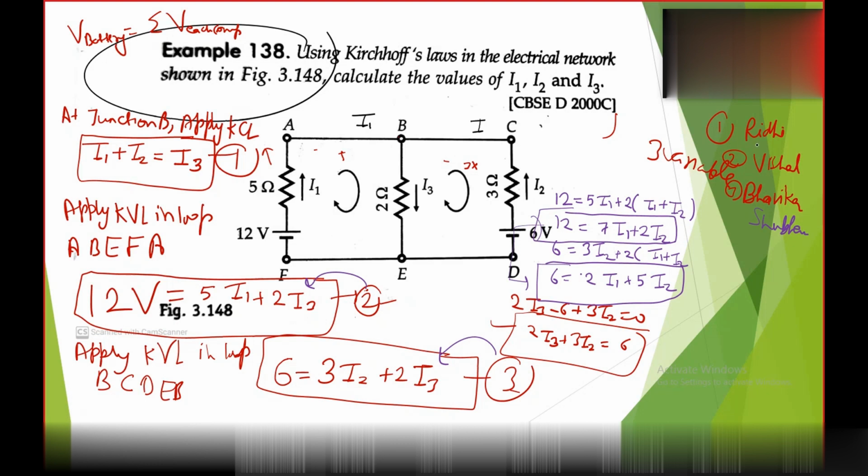Okay, so Riddhi, you have got I1 and I3, that's correct, beta. Vishal, Bhavika, Riddhi and Shubham have done it. So I've told you how you can do it. Now just these three equations you have.